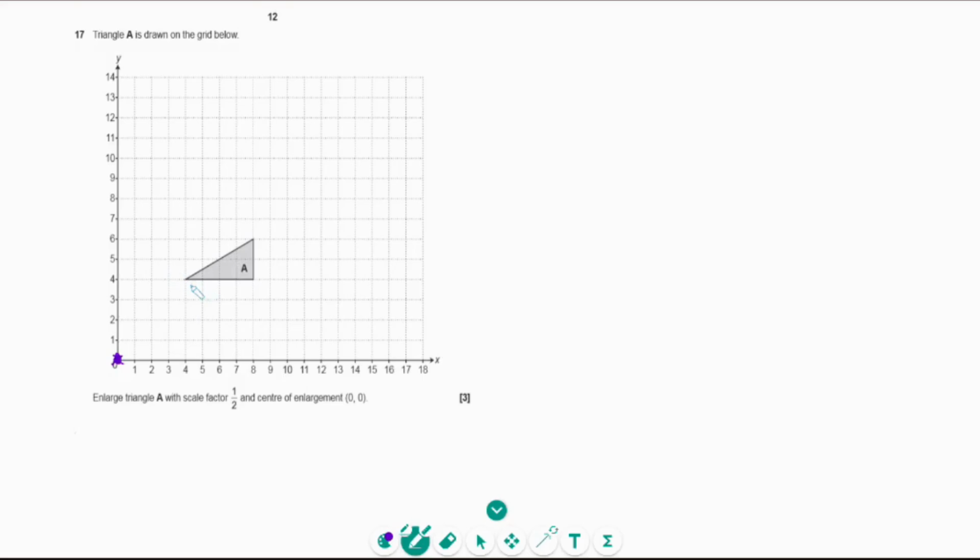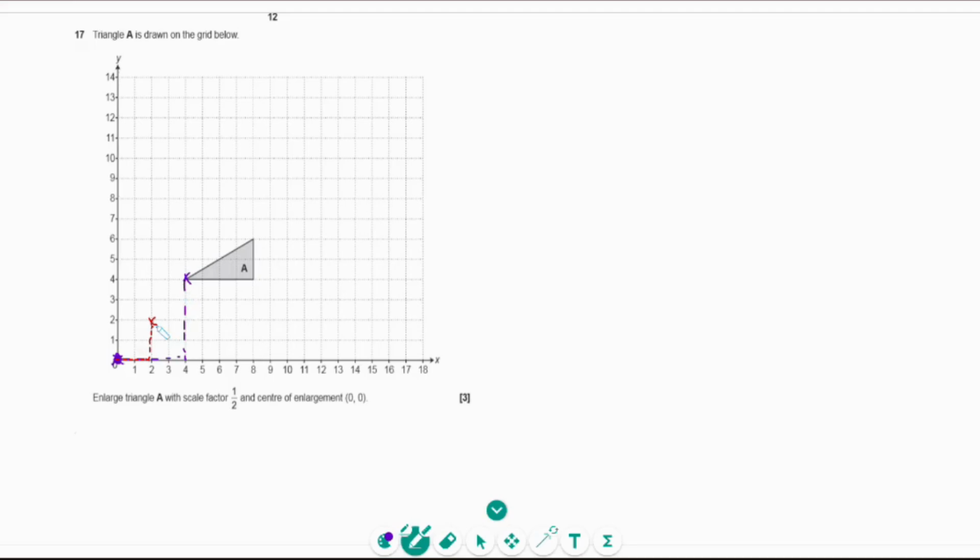So I'm going to choose a corner of my triangle, this one here. To get from my centre to the cross, it's 4 across, 4 up. Well, what's half all of those instructions? 2 across, 2 up. So from my centre of enlargement, I go 2 across, 2 up. That's half as far away from the dot as the original cross.